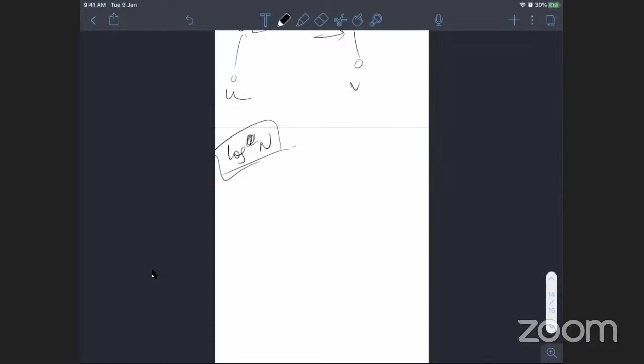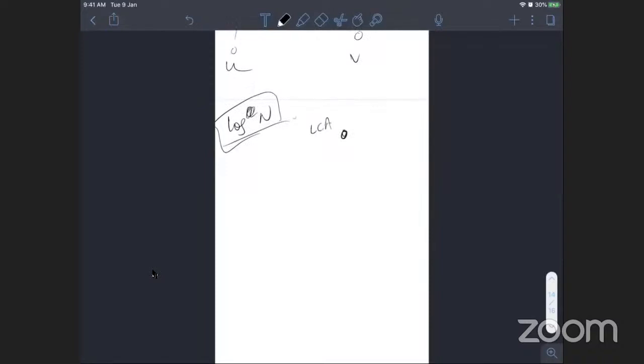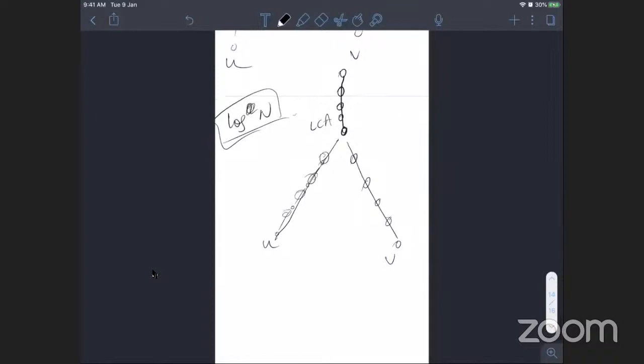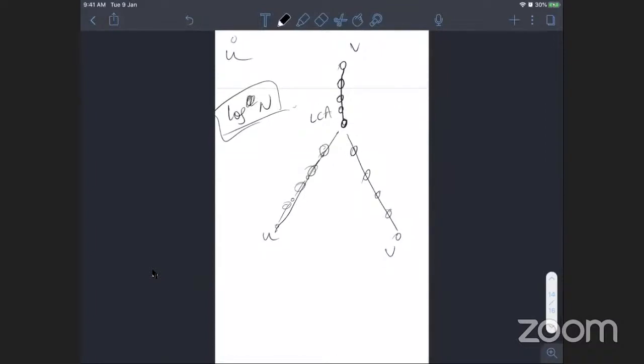Let me explain this way. Let's say this is the LCA. It has a bunch of parents above it. We don't care about this portion, and it has a bunch of guys below it, and then U comes here, and then V comes here. There are a bunch of guys in between. We don't care, and there are a bunch of guys in between. We don't care. But the heights of U and V are the same. We don't care about the height also. To be honest, we don't care about a lot of stuff. But that's the generic structure, right?